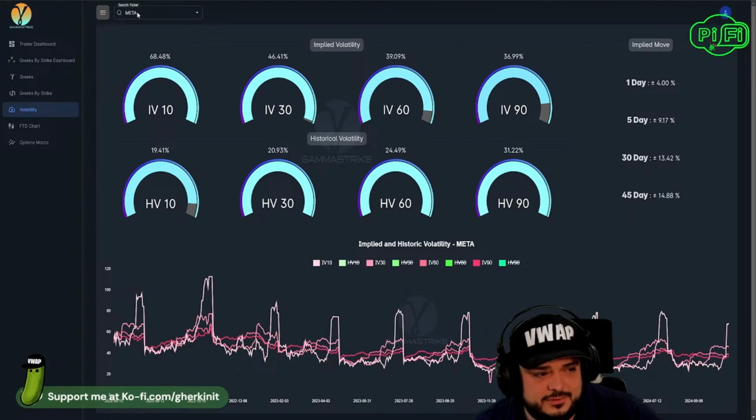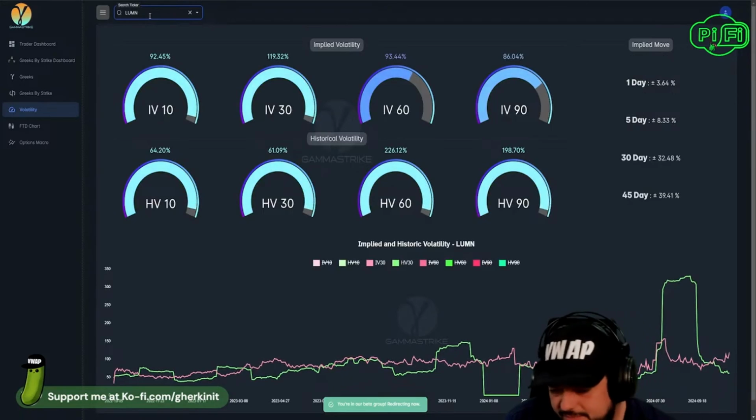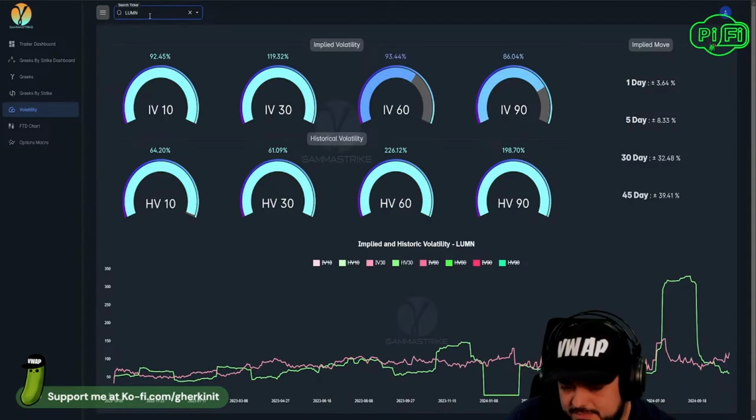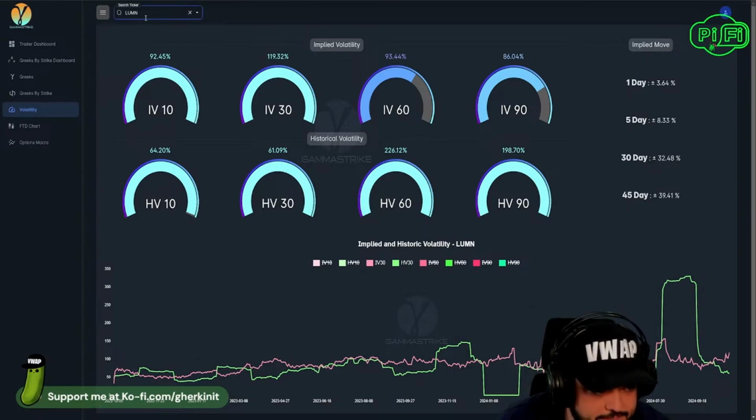Did we not add Lumen? I thought we did. Lumen's in there. Yeah, I thought it was. Yeah, we have Lumen now. I added that one. But yeah, we have it. Yeah, if you add it, it'll get worked through, but it might take a couple days.